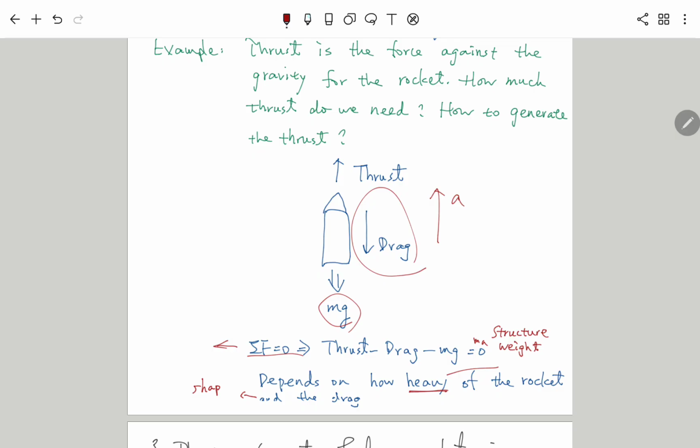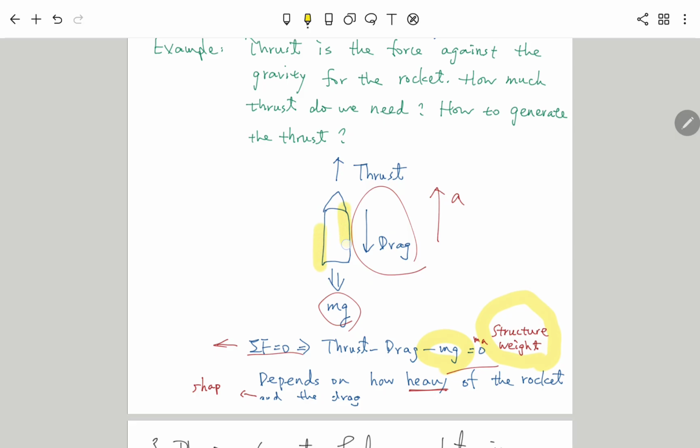But we can see that, let me change the color here. The thrust depends on how heavy your rocket is. And I have to say that, except the propellant, most of the weight of the rocket comes from the structure. The structure means the structures support all the systems of the rocket, and also your payload, your parachute, and your fin.